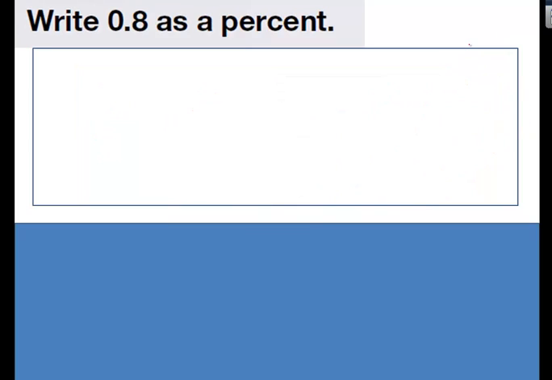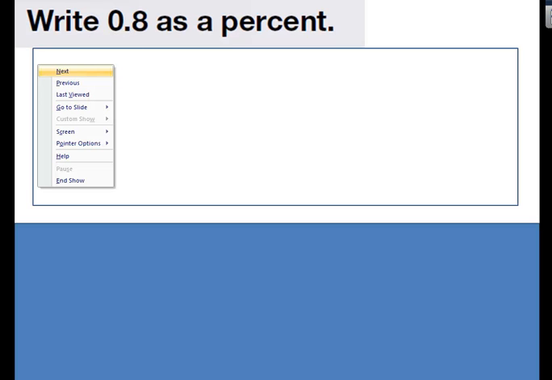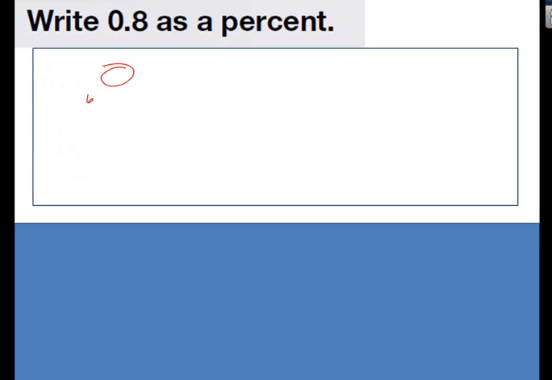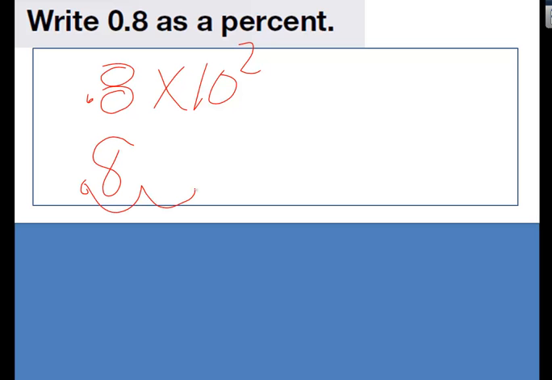All right, write 0.8 as a percent. So you know that 8 times 10 to the second, you just learned that in the last lesson, means that we move our decimal over 2. So we've got 80%.